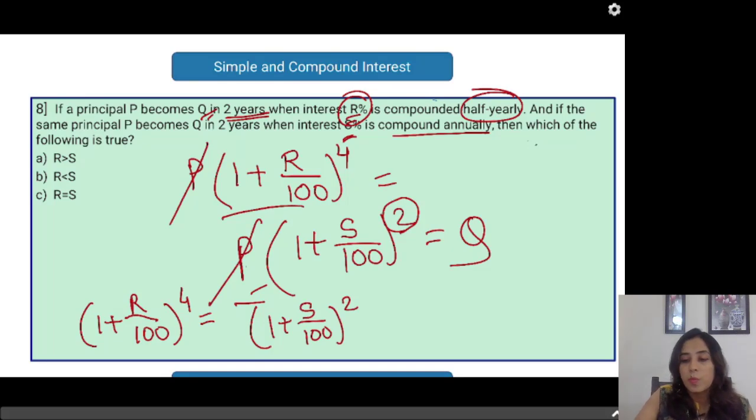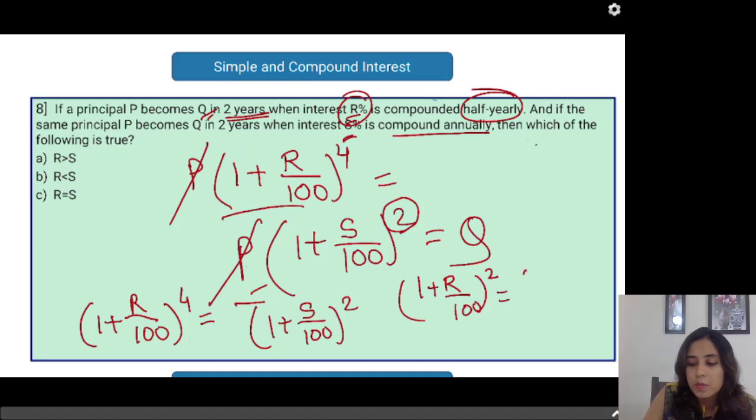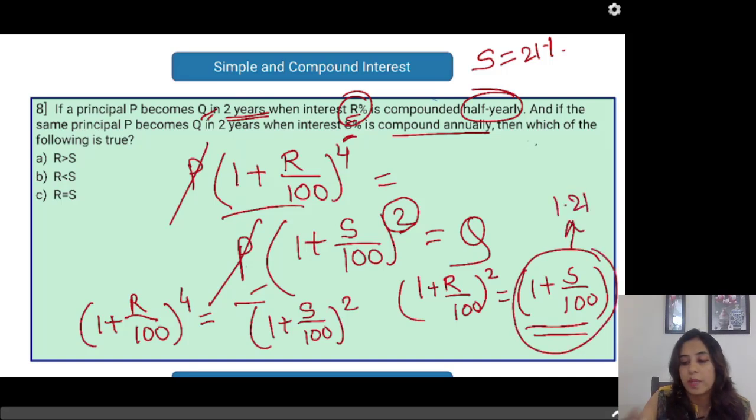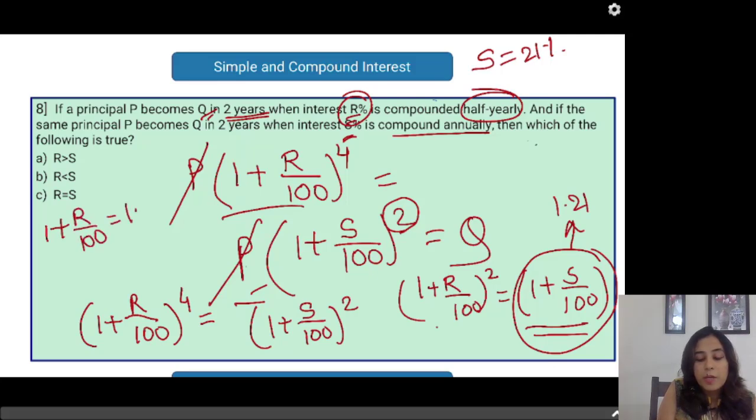Now when I take square roots on both the sides, I end up getting 1 plus R upon 100 the whole square is equal to 1 plus S upon 100. Now let us assume the value of S in such a way that I get a perfect square for this particular term. So I am going to assume the value of S to be 21%. When I assume the value of S to be 21%, this particular term comes out as 1.21. And when I take square root of both the sides, I get 1 plus R upon 100 is equal to the square root of 1.21, which is equal to 1.1.